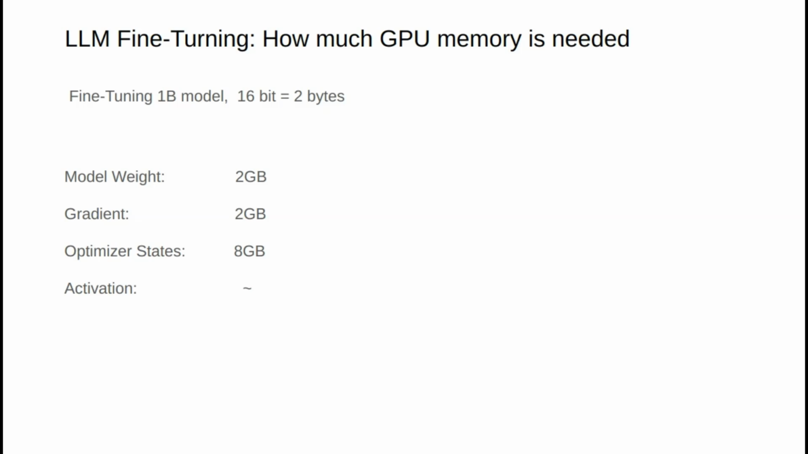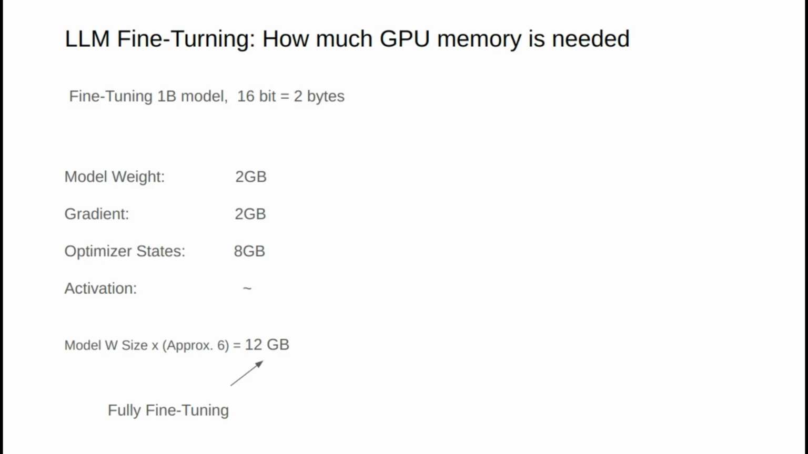Adding these components together, the total memory required is 2 gigabytes weights plus 2 gigabytes gradients plus 8 gigabytes optimizer states equals 12 gigabytes. This means the total memory requirement is roughly 6 times the size of the model weights. For larger models, you can scale this calculation proportionally. For example, for a 7B parameter model, 12 GB times 7 equals 84 GB. This would typically require two A100 GPUs, each with 40 gigabytes of memory.